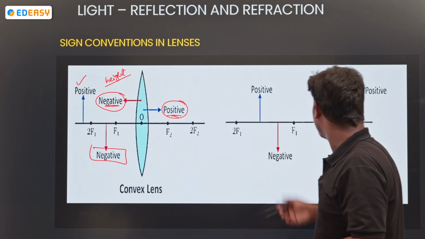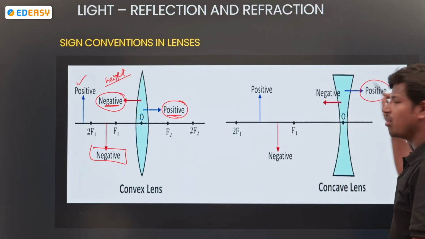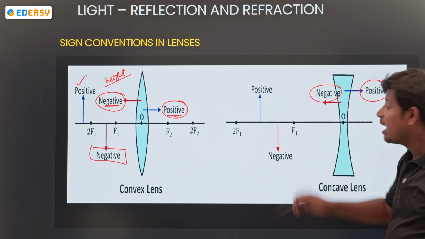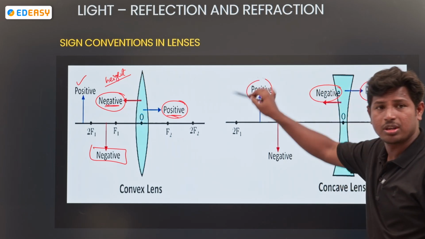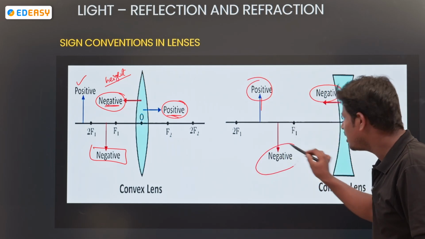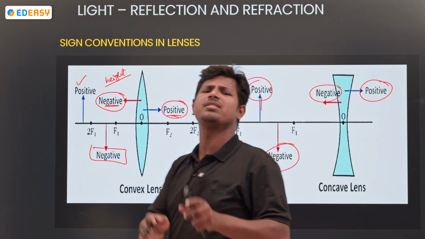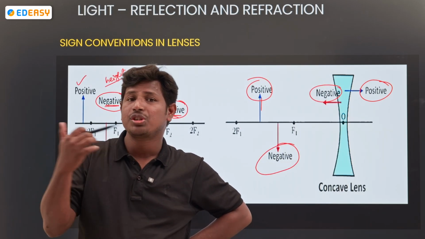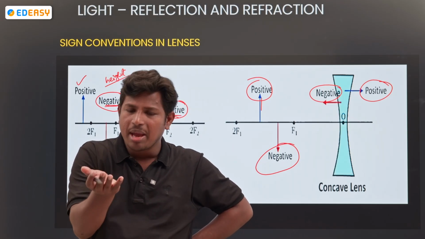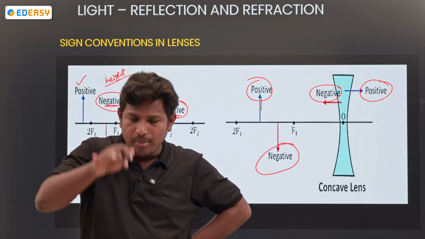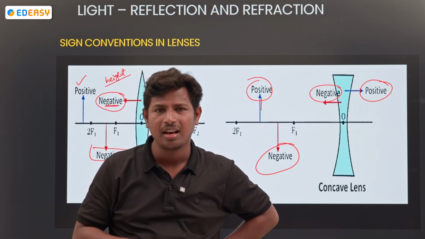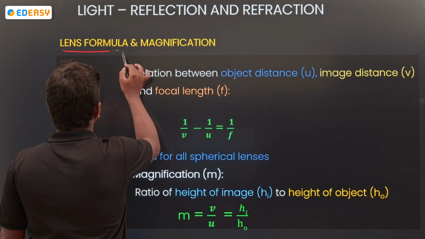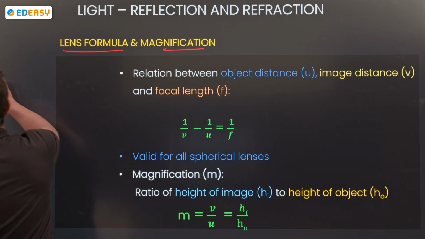Coming to the concave lens: along the direction positive, opposite to the direction negative, above the principal axis positive, below the principal axis negative. The sign conventions are the same. Above the height positive, below the height negative. Clear? Next, coming to the lens formula and magnification.